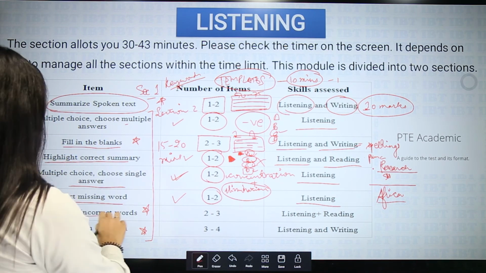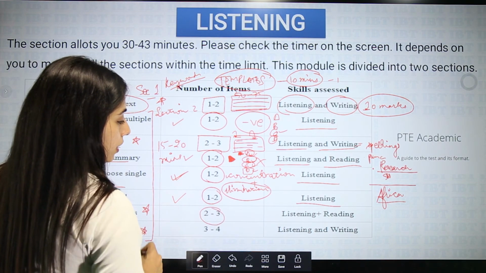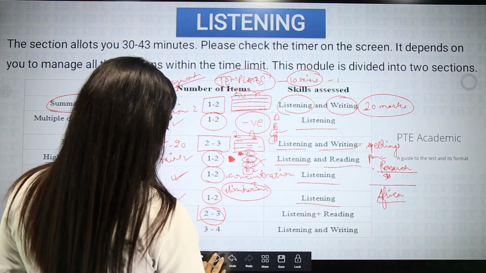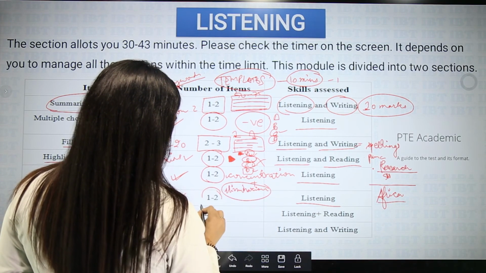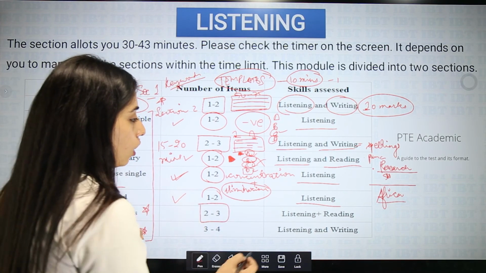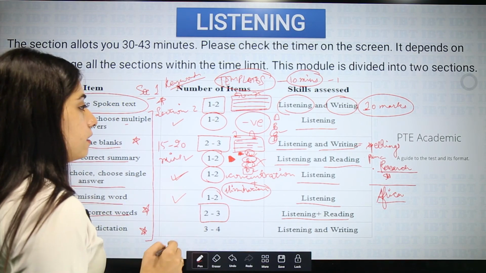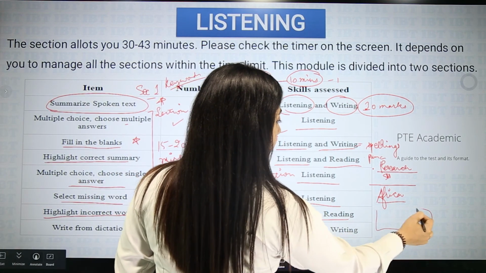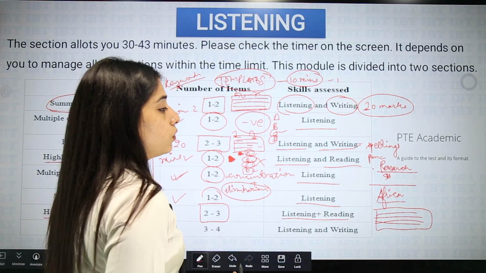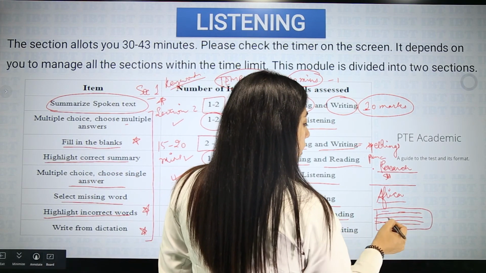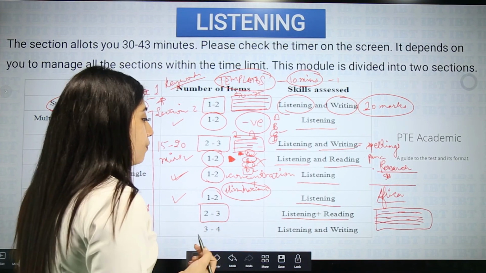Then comes highlight incorrect words. So this question is again a very important question, wherein you will be getting 2 to 3 questions and your listening and reading skills will be evaluated out of it, right? So in this what happens, there will be a passage in front of you, ठीक है? उसकी same audio भी चल रही होगी. And out of that passage you have to see which word was spoken differently by the speaker as per the given text on the screen. ठीक है? So you have to mark on those words.